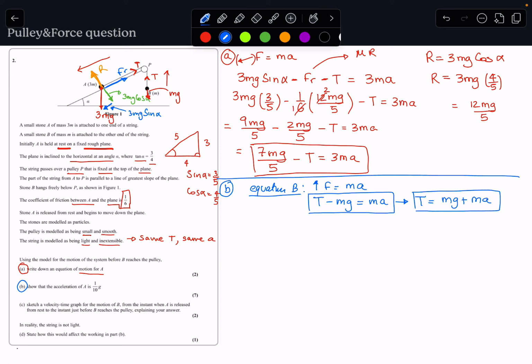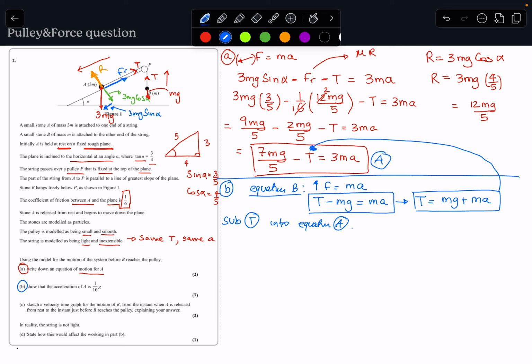And now I can take this and put this back into wherever t is, and it helps me solve the equation and find what the acceleration is. So let's try to do that. In this case, let's substitute t into equation A. So this is our equation A.